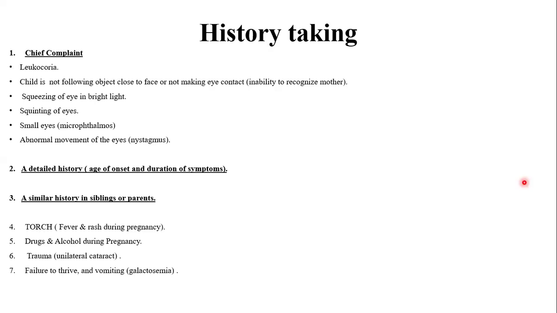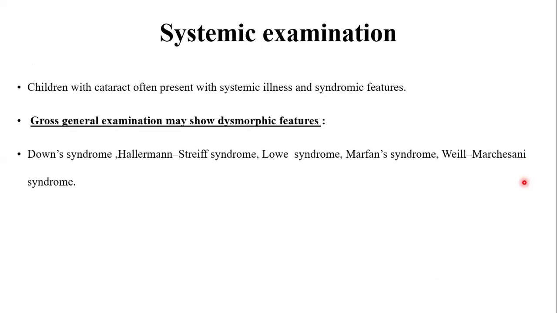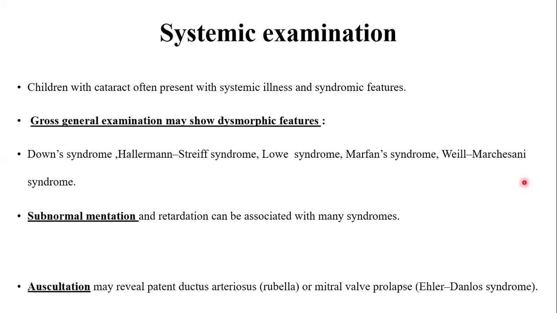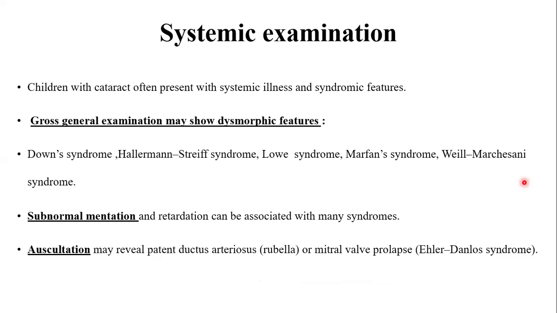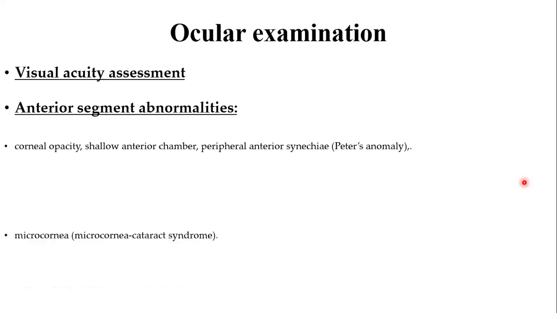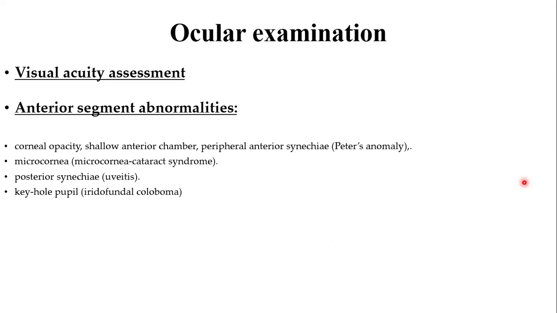I think those who are seeing a lot of children will have such cases, like a 2 or 3 month old infant with unilateral cataract. And then you will find a small corneal opacity. You will find some signs in the anterior capsule that denote that the patient had trauma with a needle or something. Systemic examination for dysmorphic features, subnormal mentation and retardation in many syndromes, and auscultation for rubella because usually they have heart diseases, and for mitral valve prolapse.